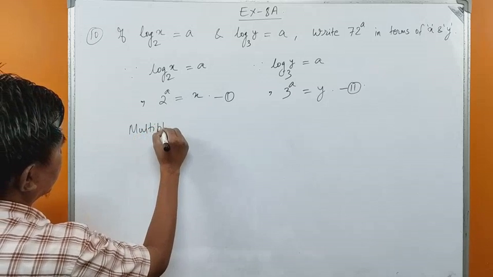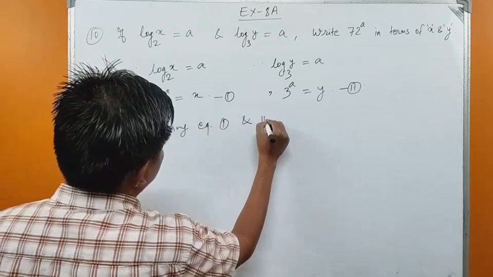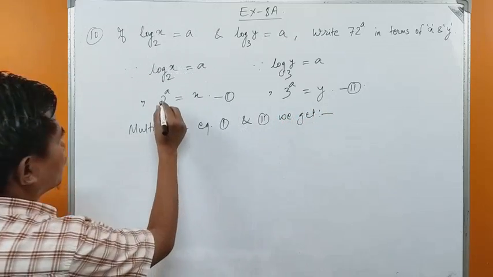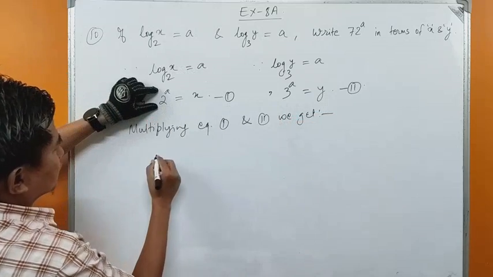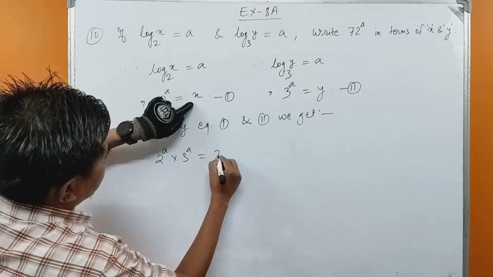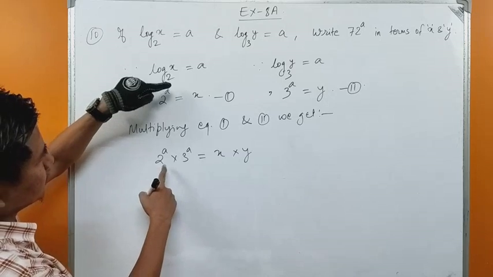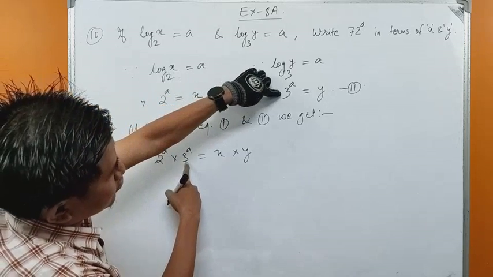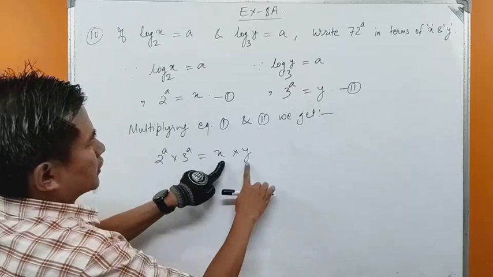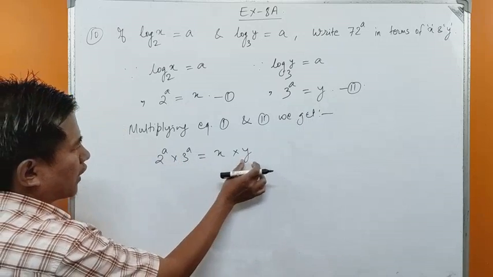Multiplying equation 1 and 2, we get 2 to the power a into 3 to the power a equals x into y. Left hand side multiplication, right hand side multiplication. Now 2 to the power a is x, and 3 to the power a is y.